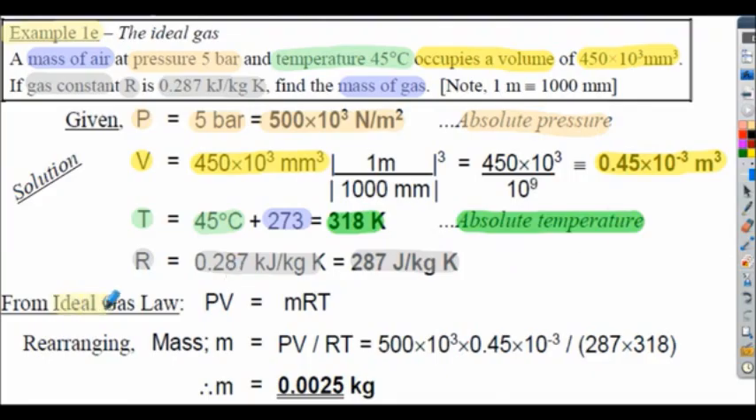So from the ideal or perfect gas law, we know PV is equal to MRT. We have to rearrange for M. In this case, mass M is equal to PV divided by RT. In other words, divide both sides by RT here. Inserting the values for pressure, volume, R, and T, our mass evaluates to 0.0025 kilograms, 2.5 grams in other words. So as I said many times now, be careful of the units you use with the ideal or perfect gas law. You have to be very precise with the units.